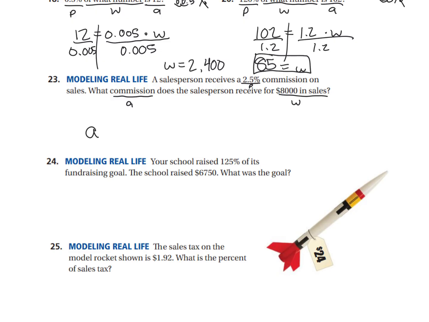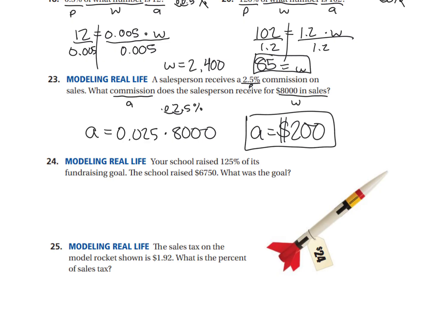Okay, so I'm missing A. I know my P. I need to change it to a decimal though. So 0.025 times 8,000 in sales. 0.025 times 8,000 gives us a total commission of $200.